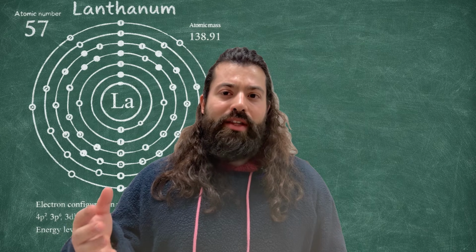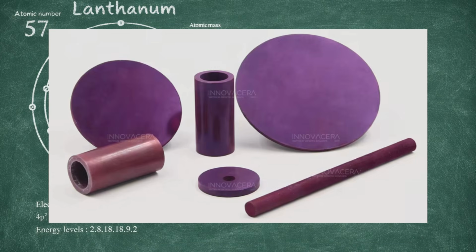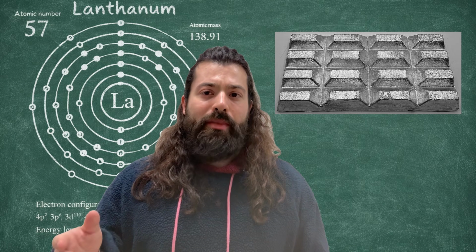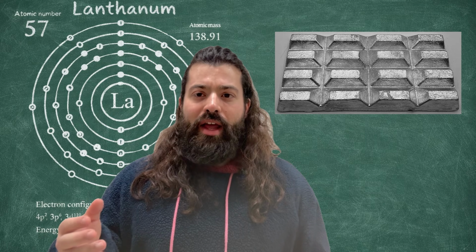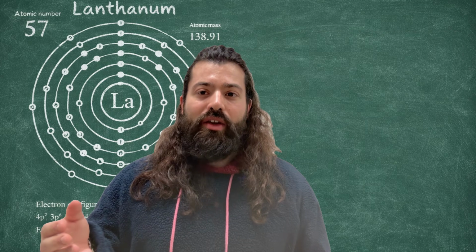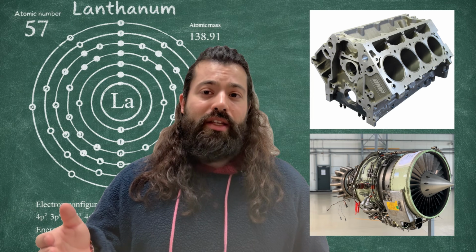Lanthanum is also used in the medical field to remove extra phosphorus from the body and also to make ceramic devices. Lanthanum is also used in small quantities to strengthen aluminum and other alloys in order to make them stronger, heat and corrosion resistant, and this way these alloys can find application in the automotive and aerospace industries.